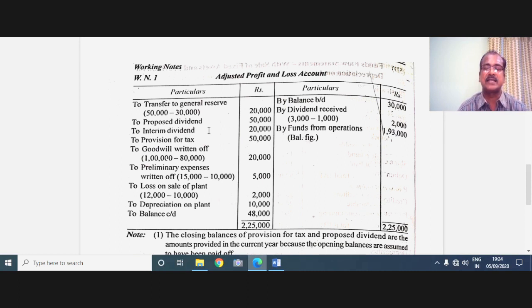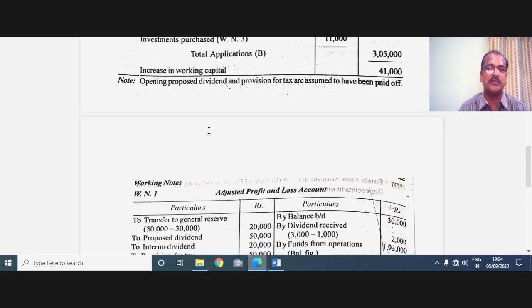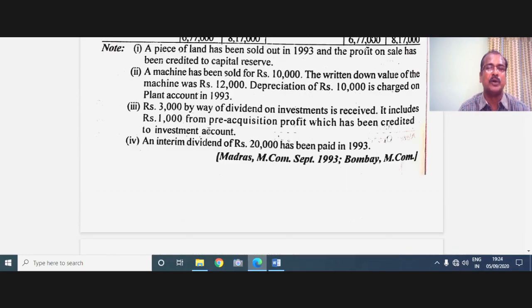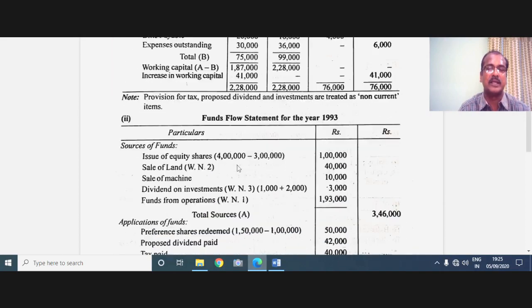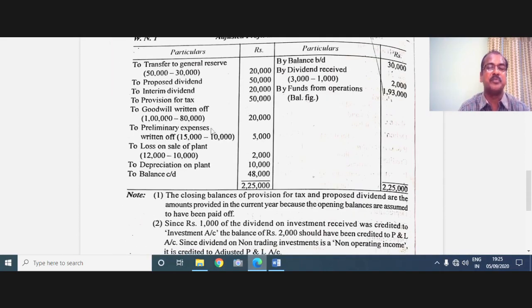Then provision for tax, as I said, the opening balance of provision for tax, you can assume that it has been paid this year. It will go to the application side of the funds flow statement, and the closing balance of provision for tax. This is one method. And there is another way where you can prepare a separate ledger account for provision for tax. So to provision for tax, this is a figure of the current year, 50,000 rupees. If you look at the balance sheet, you can come to know, see, 50,000 rupees is the provision for tax for the year 1993, and that is what is debited here in the adjusted P&L account.